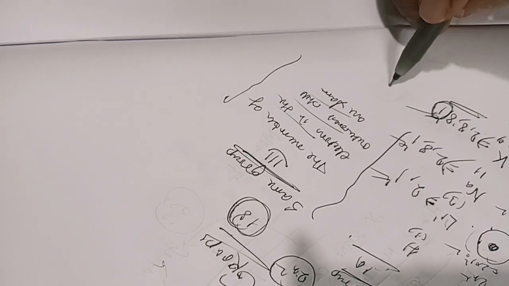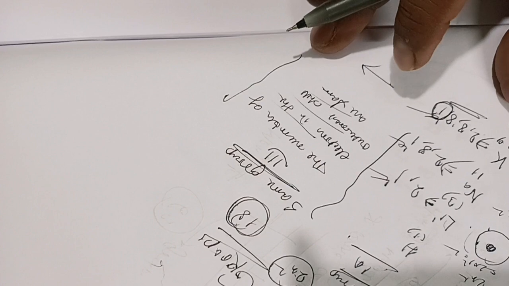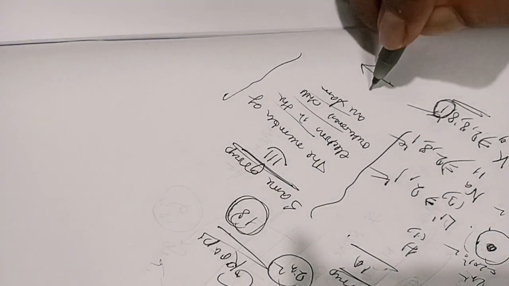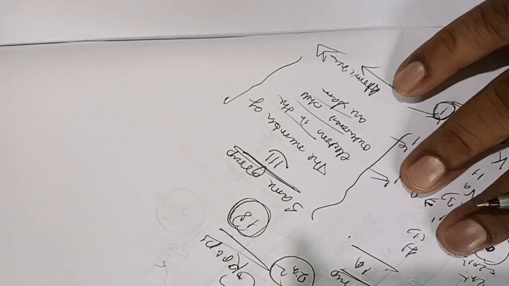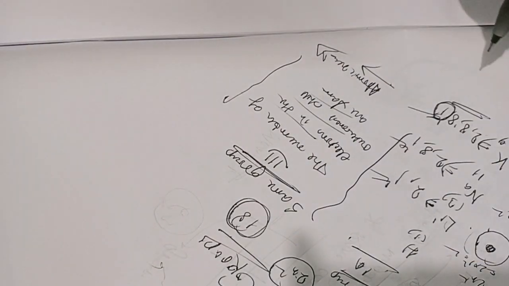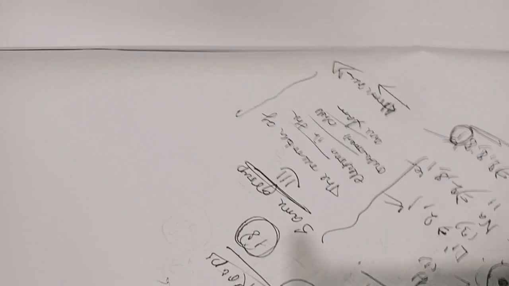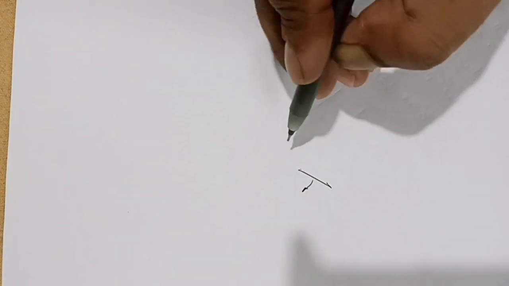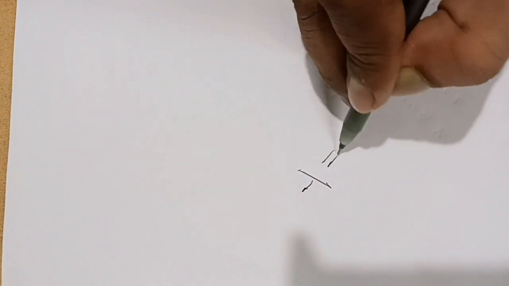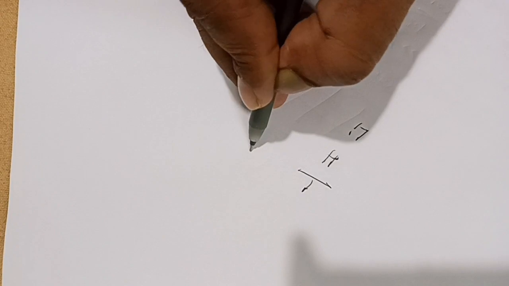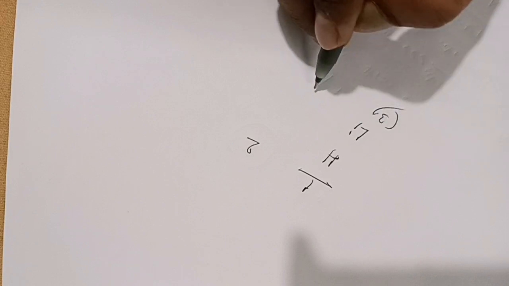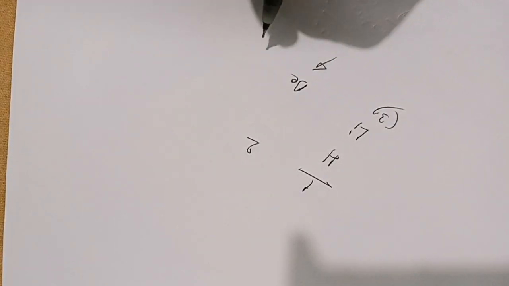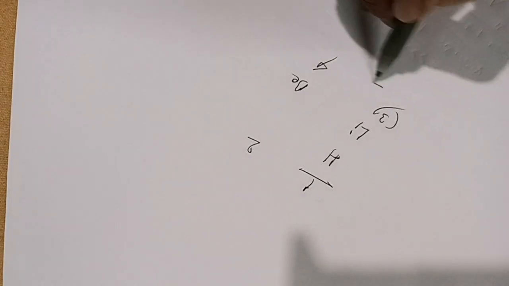Across the periods, from left to right, the atomic number increases. As for example, in group 1A there is hydrogen, lithium. In group 2 there is beryllium. Lithium has 3 electrons, beryllium has 4 electrons. In this way the atomic number increases.